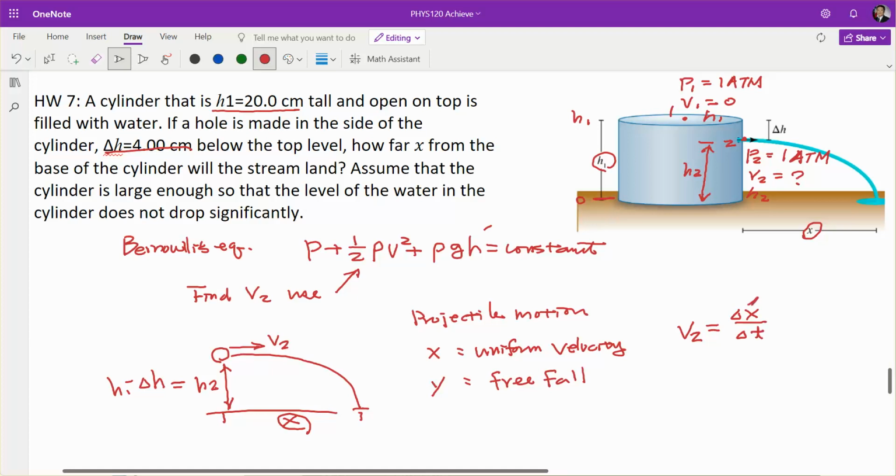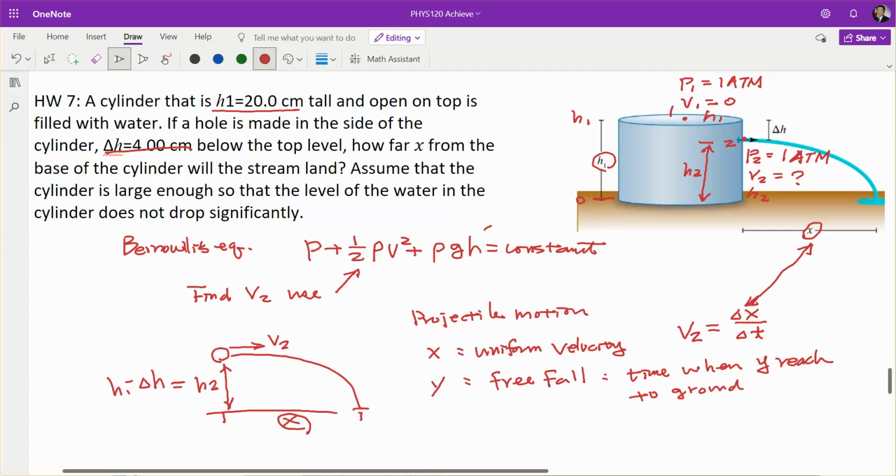And this x is the x that you are trying to find out, this one here. Now you don't know the change of time. How do you know the change of time? The time is the time when this one reached the ground.